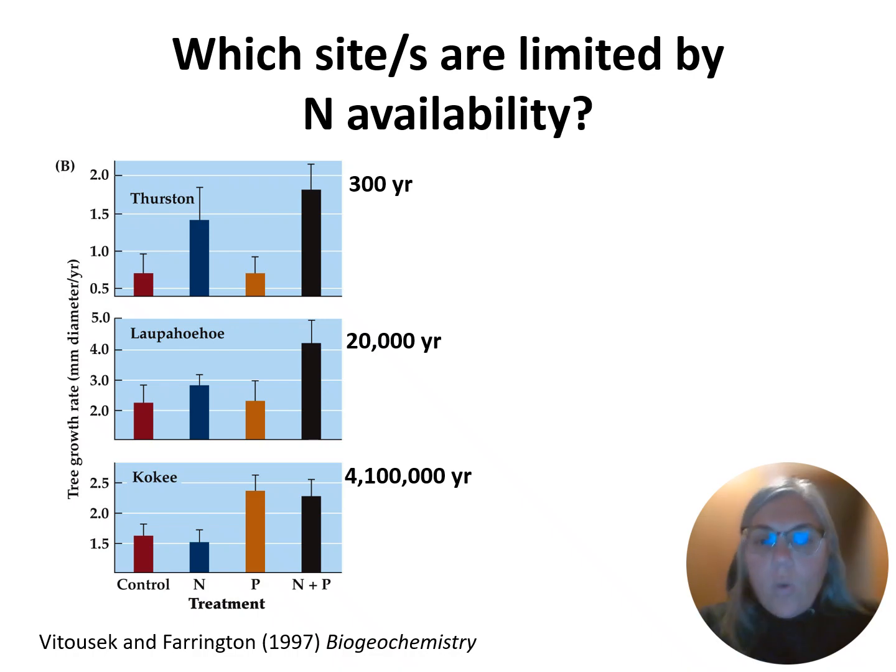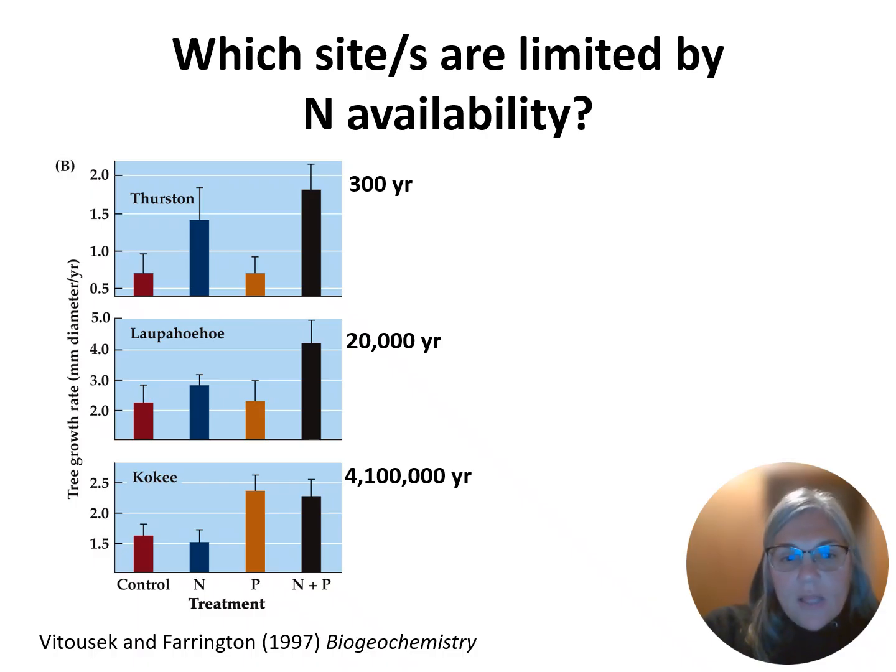Now let's look at the oldest site, the graph at the bottom. Here we didn't see any difference when we added nitrogen, but we saw a difference when we added phosphorus. So that would suggest when we add nitrogen and phosphorus, the increase is most likely driven by the addition of phosphorus. Now let's go to that middle age, that 20,000-year-old, the middle graph.